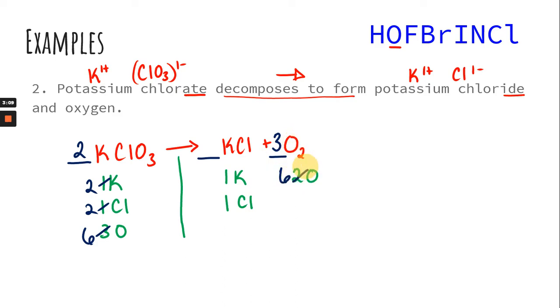So the oxygens match. But now the potassium and chlorine don't match. So we have 2 potassiums, 1 potassium. So we're going to multiply by 2. 2 times 1 is 2. 2 times 1 is 2. Now everybody matches. We have the same number of potassium on both sides, the same number of chlorine on both sides, and the same number of oxygen on both sides.